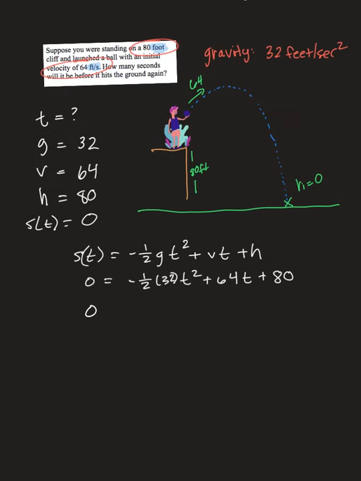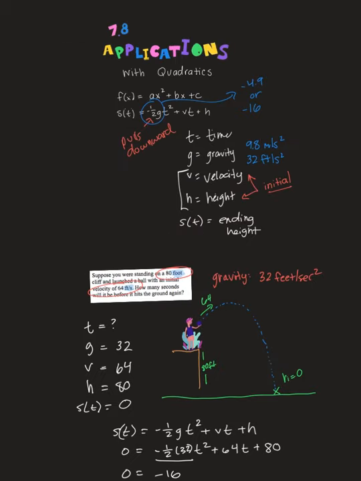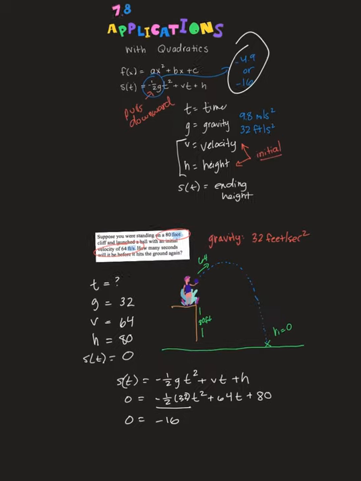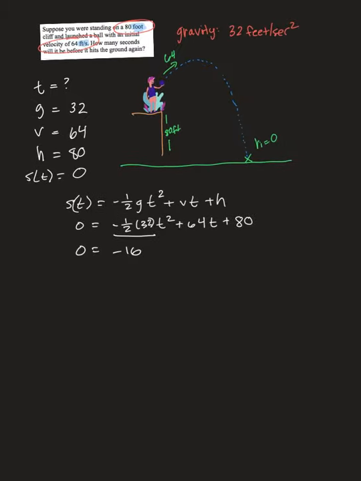So what I like to do first is change this negative 1/2 times 32 to negative 16. And if you guys remember in the very beginning, I said it was going to be either negative 4.9 or negative 16. So if you want to start off the problems like that, go for it.